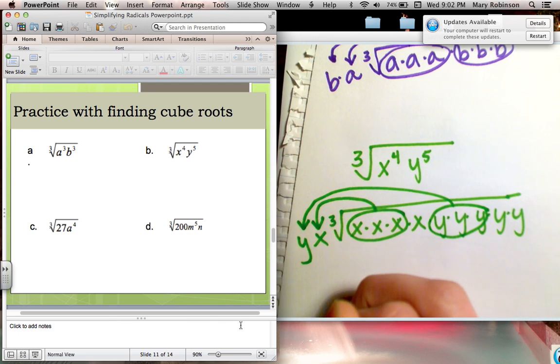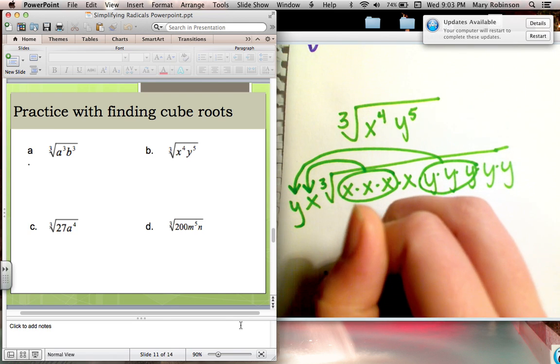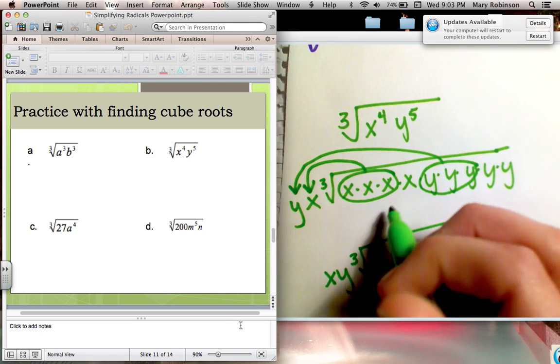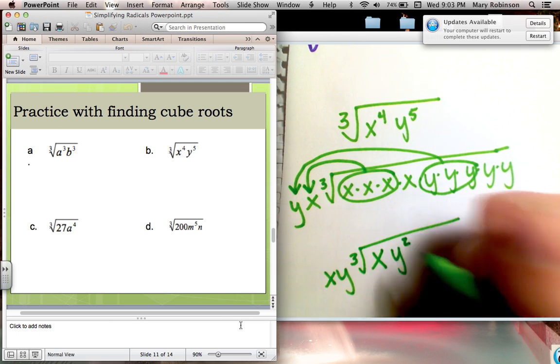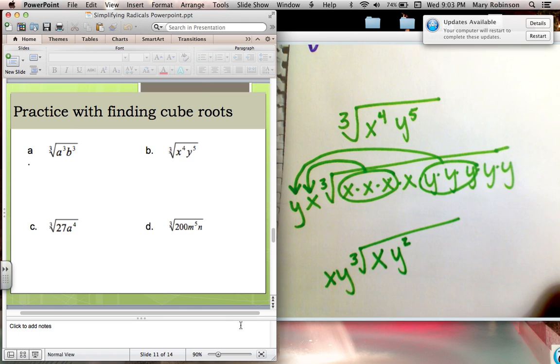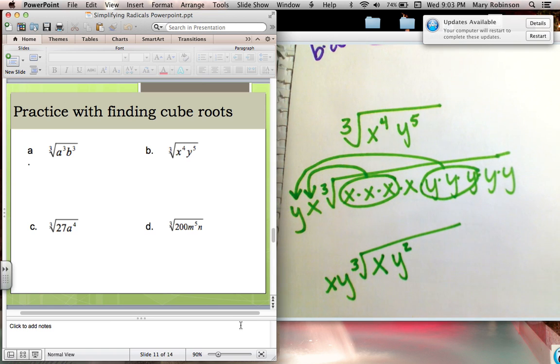Which means I'm left with, I'm going to write it as xy times the cube root of, I have an x left, and I have 2 y's left, which is the same as y squared. So I'm left with x times y times the cube root of x times y squared. Okay? Now we'll try it with numbers.